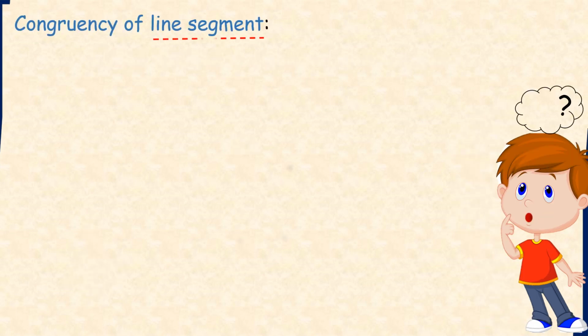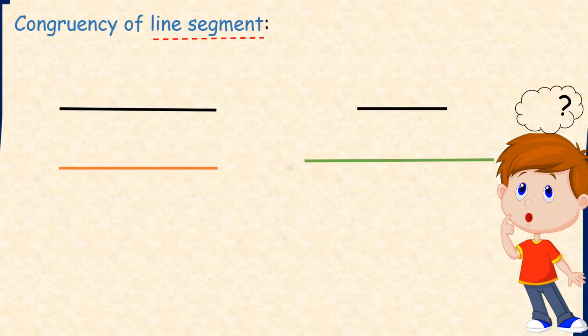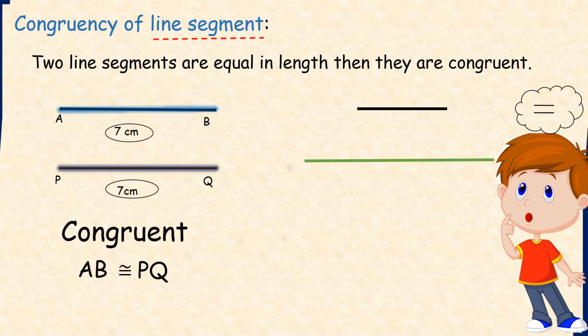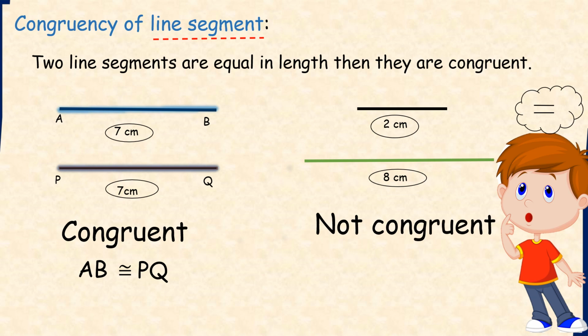When are two line segments congruent? When these two line segments are equal in length, then they are congruent. Look at these line segments. Here, line segment AB is equal to 7 centimeters, and line segment PQ is equal to 7 centimeters. Their lengths are same, so they are congruent. In the second example, their lengths are different, so they are not congruent.